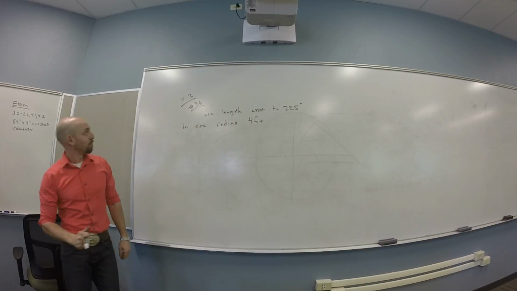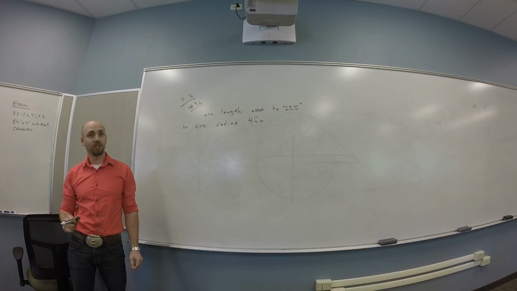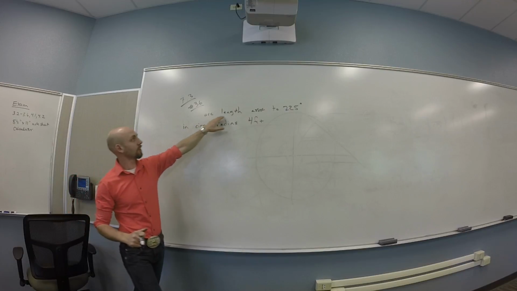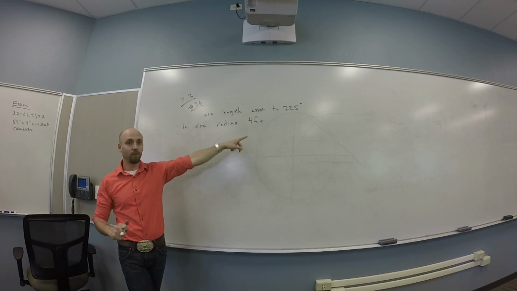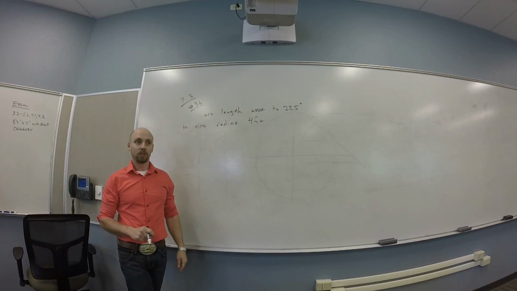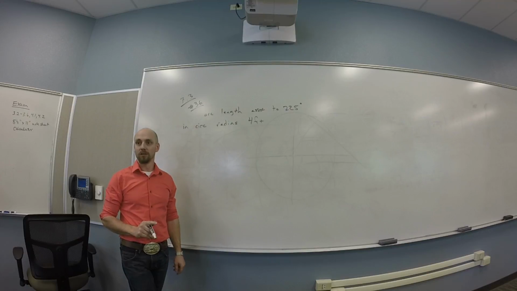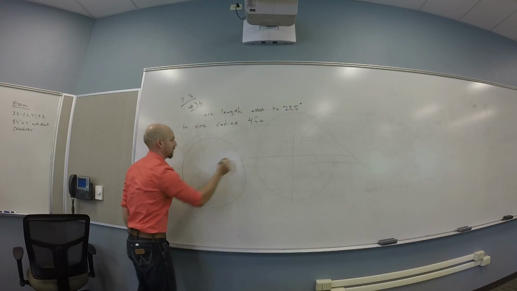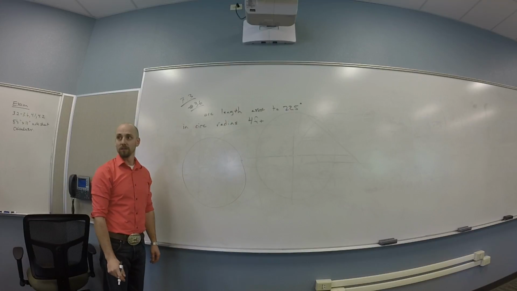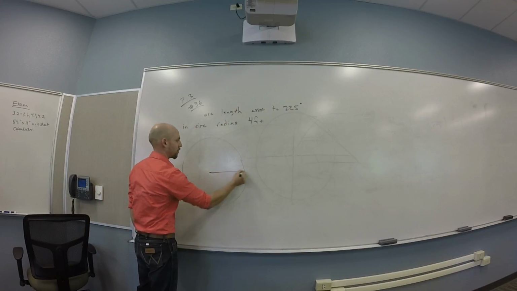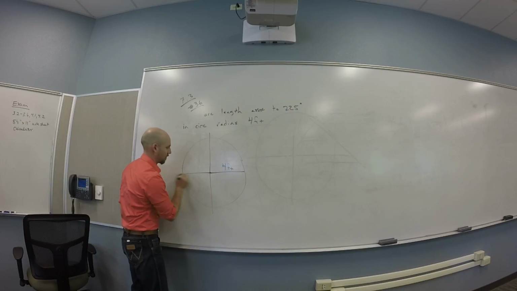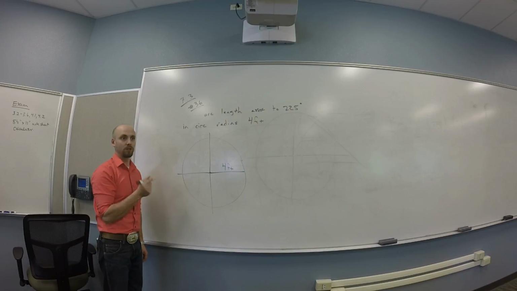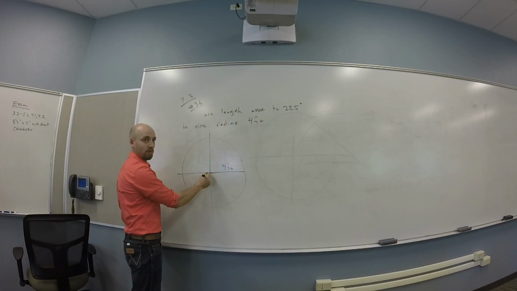Okay, so I'm supposed to do 3.6 and 7.3, which says I need to figure out what arc length is associated to 225 degrees in a circle of radius 4 feet. So, okay, draw a circle. Put the radius is 4 feet. And then 225 degrees. That's in the third quadrant, almost down.